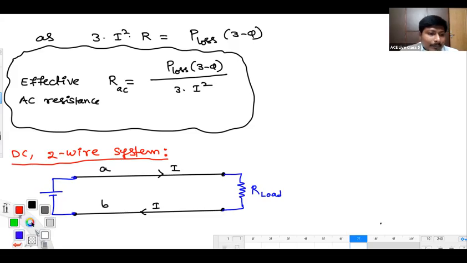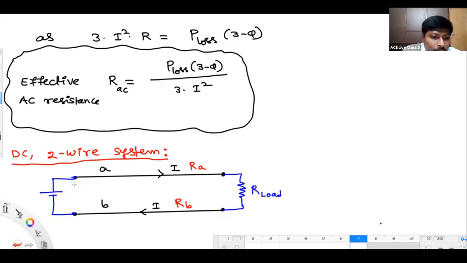Conductor A might be having some resistance of Ra. Conductor B is having a resistance of Rb. Conductor A resistance we are calling Ra. Conductor B resistance is Rb. The effective AC resistance is nothing but the resistance which includes the skin effect. Yesterday we discussed the relation between AC and DC resistances. Okay, let me continue with this.